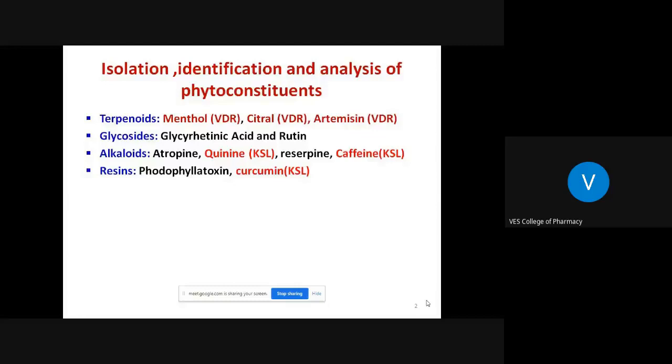These are the secondary metabolites. In today's lecture, I'm going to cover the secondary metabolite, that is terpenoids, which are the drugs containing the volatile oil or essential oil, wherein we are going to learn and understand about the isolation, identification, and how to analyze the specific phytoconstituent like menthol, citral, and artemisinin by using modern methods of chromatography and spectroscopy.